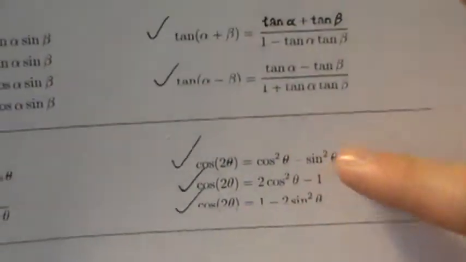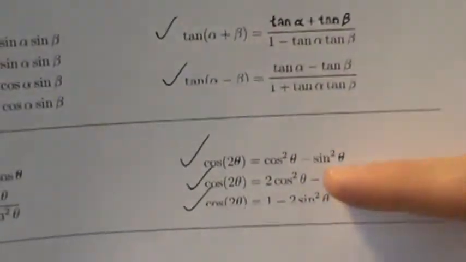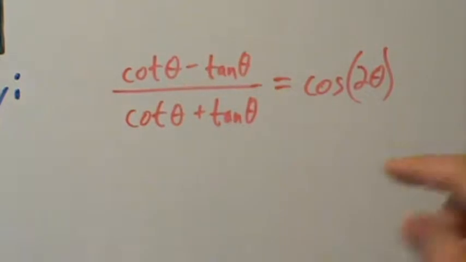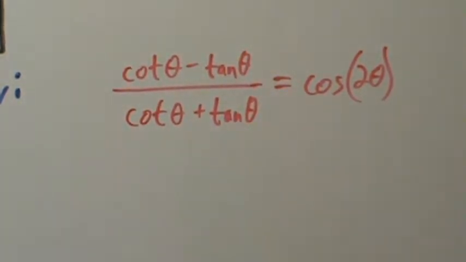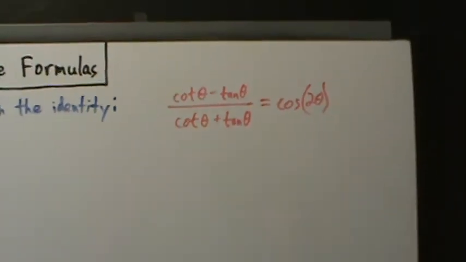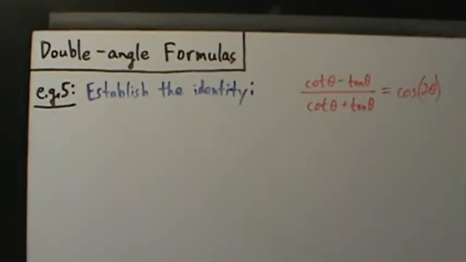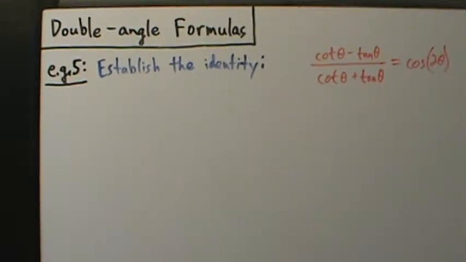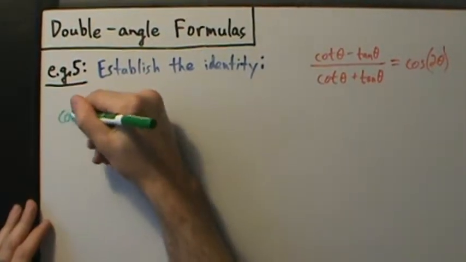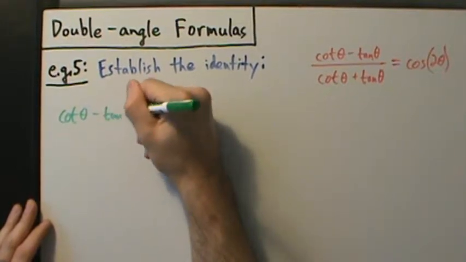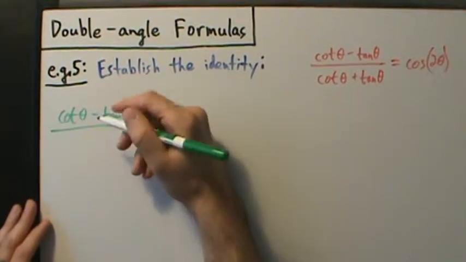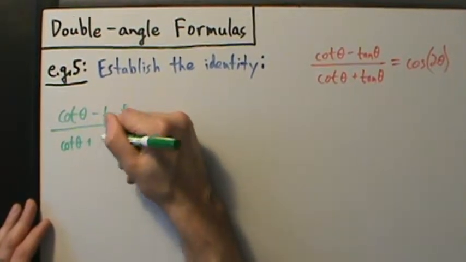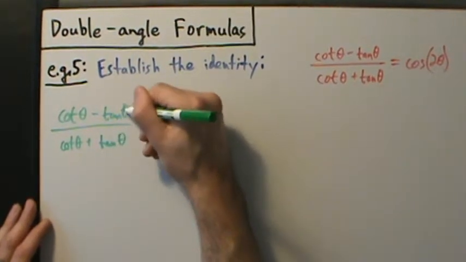So cosine of 2 theta, we see that there's 3 different formulas related to that. We could try those at first and see where it gets us, but it's really not going to get us anywhere where the next step will be obvious. So since this side is a little more complicated, let's try starting over there, and we'll see if that takes us anywhere. Okay, so cotangent theta minus tangent theta, all divided by cotangent theta plus tangent theta, equals what?